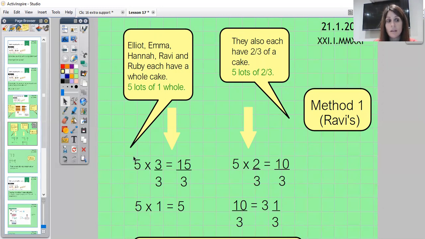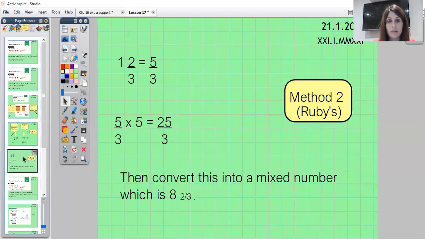So we could answer our question, but I just want you to quickly have a look at Ruby's method as well. So Ruby's method, she has done 1 whole and 2/3 is the equivalent of 5/3, because we know that 1 whole is 3/3 plus another 2/3 is going to make 5/3. So she's converted it all into an improper fraction first, and then she's multiplied that all together by the 5 to get 25/3. And then when you convert that, you say how many 3's go into 25?